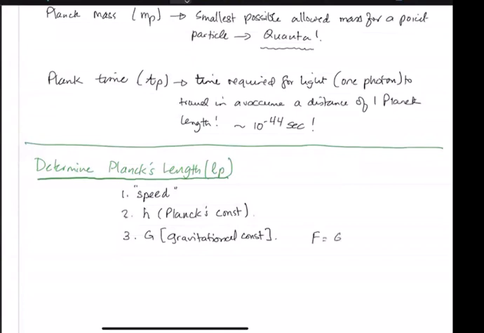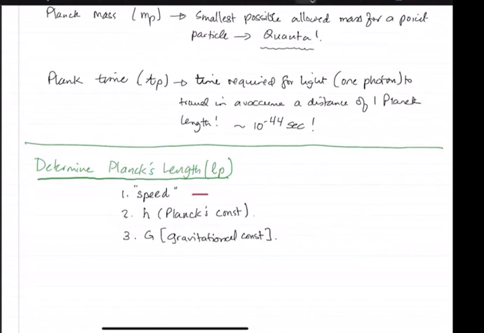F equals G m1 m2 over r squared. Yes? That G exists everywhere in the universe. So if Planck's scale exists everywhere in the universe, it has to depend on G as well. And honestly, these are the only three things we need. The value of the speed of light.